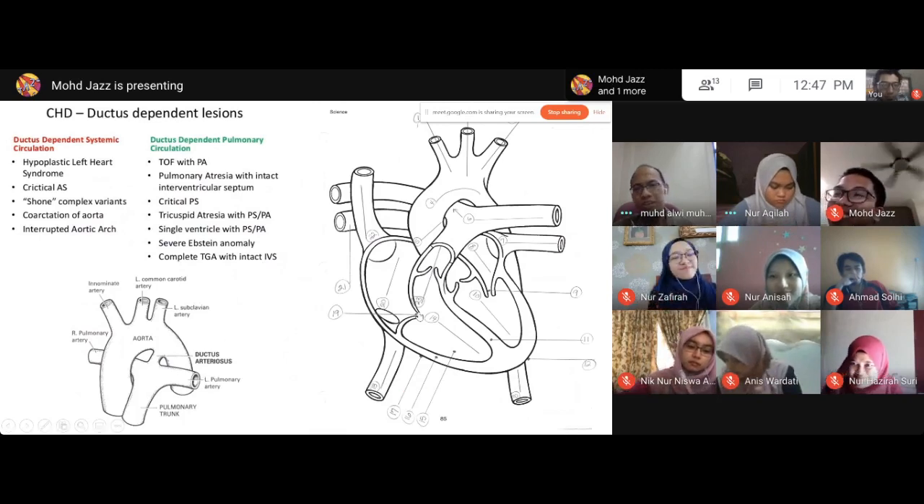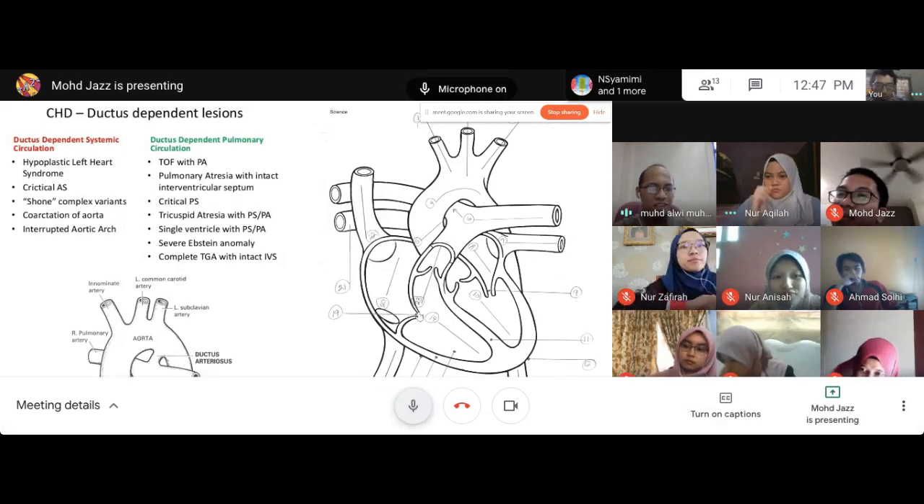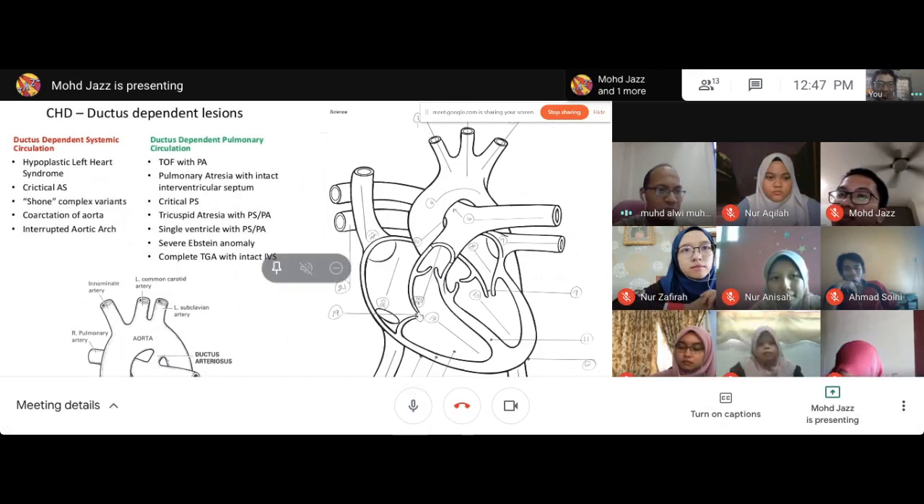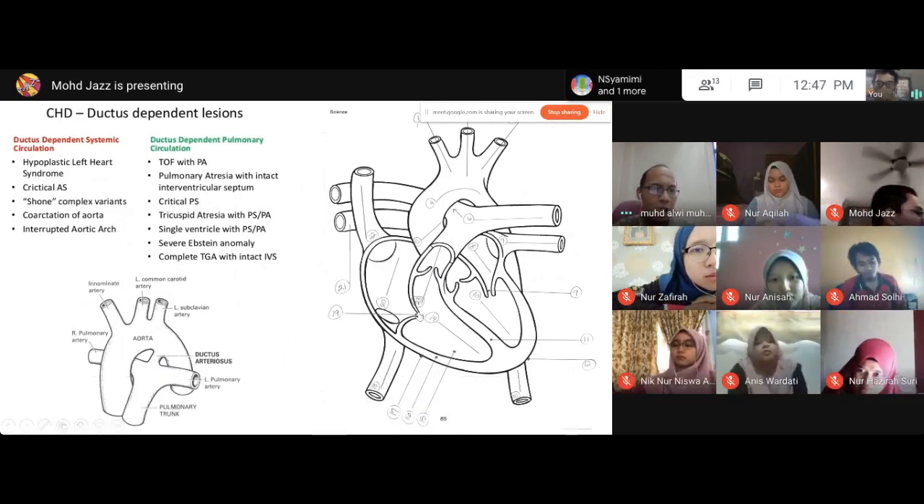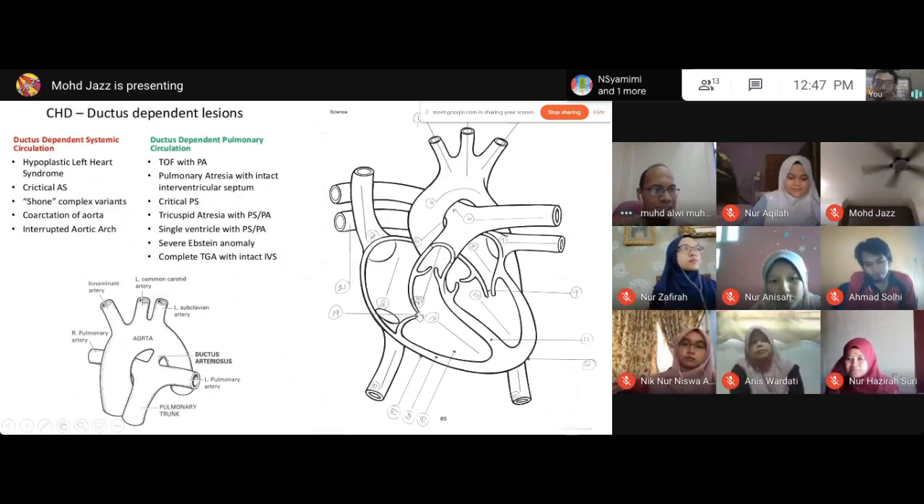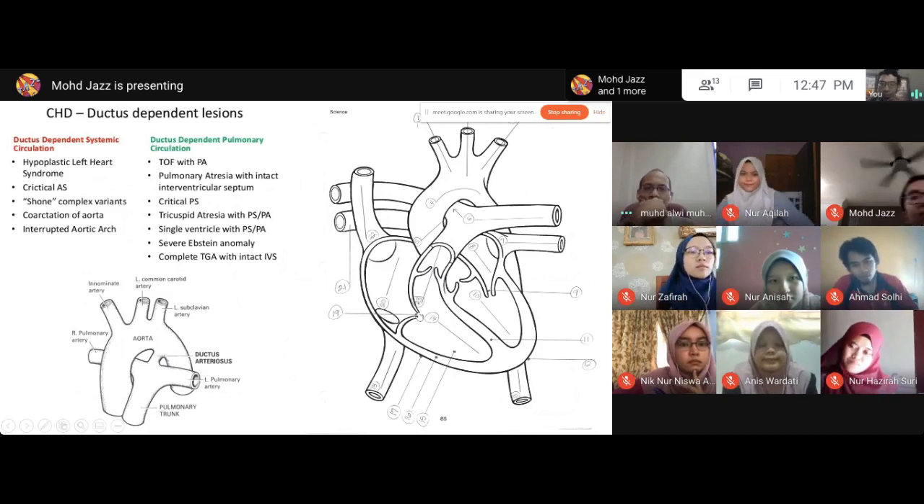Okay, next. Duct dependent lesions. This one was actually mentioned earlier, but okay, just briefly describe. Okay. Assalamualaikum warahmatullahi wabarakatuh. My name is Muhammad Aklan. Inshallah I will be presenting a bit about the duct dependent lesion. My main sources will be from Nelson Essentials and also Nelson Textbook of Pediatrics.